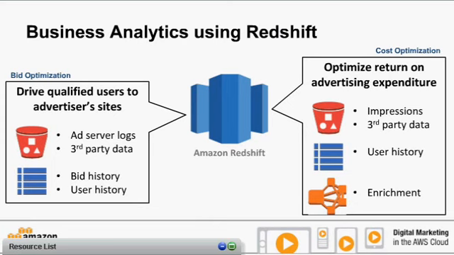Here we have business analytics using Redshift, and a couple of use cases is bid optimization or cost optimization, where we've used our scalable data storage services and Elastic MapReduce analytics services to provide enrichment, user history, third-party data, impression data, clickstream logs. All of that has now been formatted to place into Redshift, which then can handle and support business intelligence tools or custom applications that can hit against that endpoint.